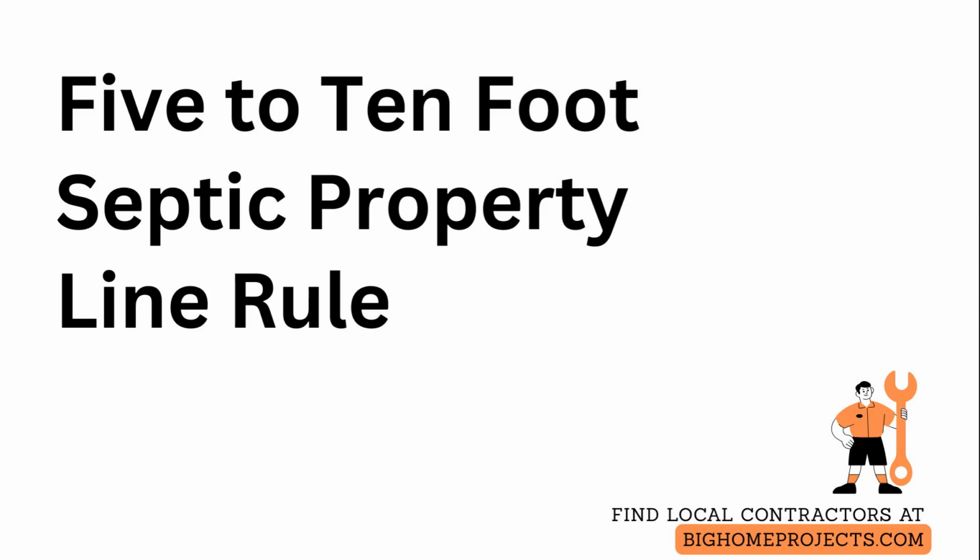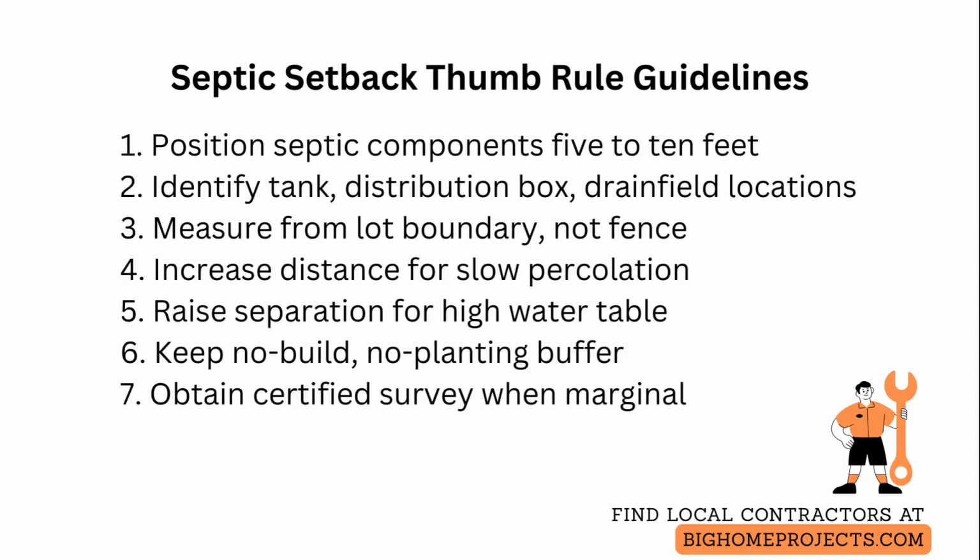Maintain a practical setback from a septic system to the property line to protect neighbors and allow routine maintenance. For a reliable thumb rule, position septic components a minimum of 5 to 10 feet from the property line, while recognizing that local regulations often require greater distances.